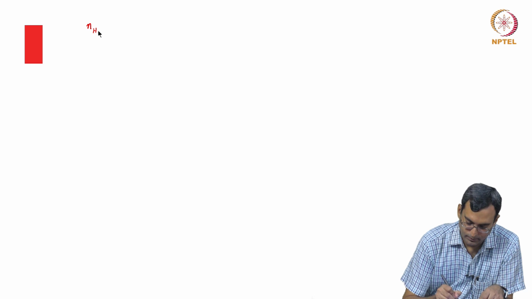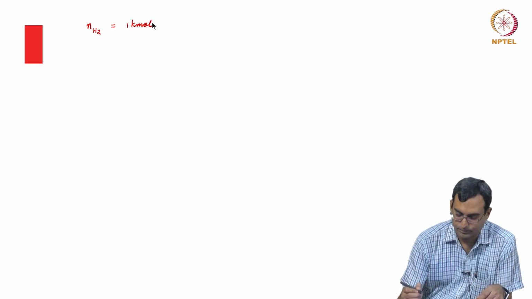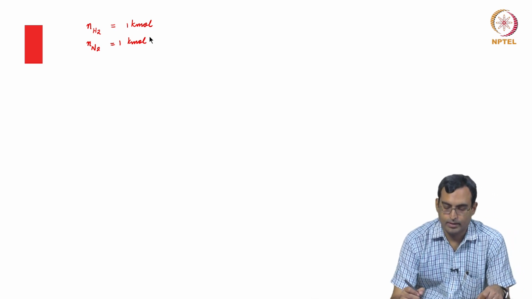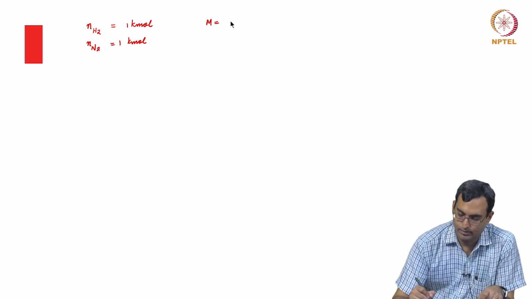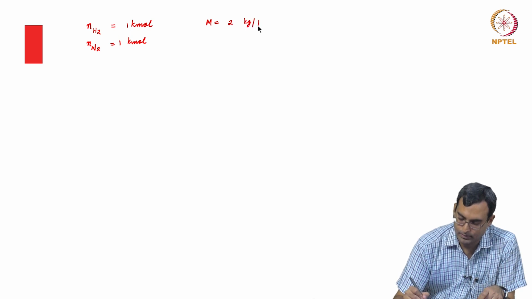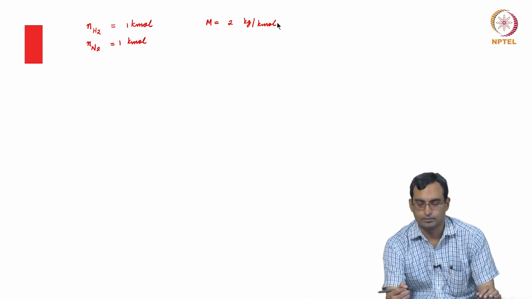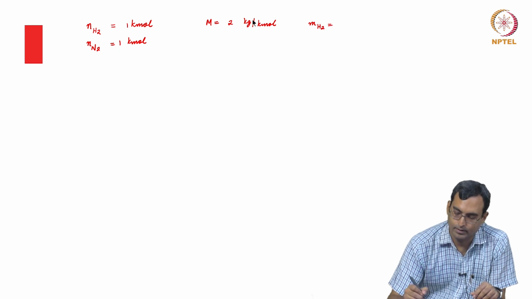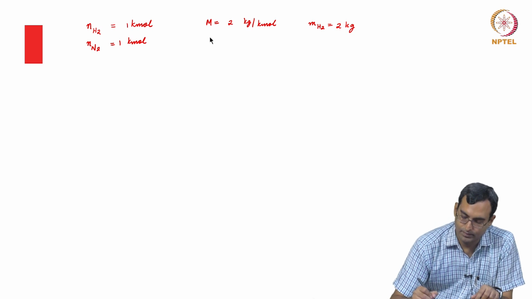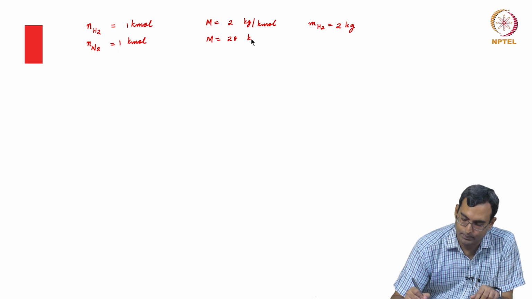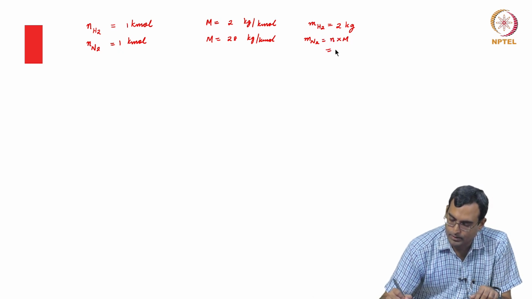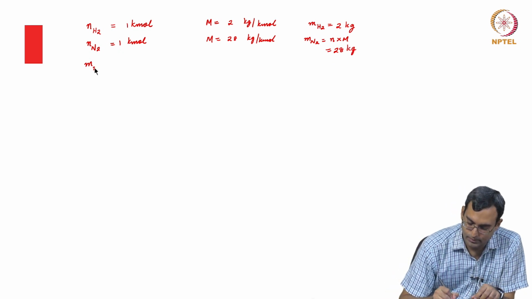So I had this and I had this. So I know the molecular weight of hydrogen is essentially 2 kg per kilomole. So if I have 1 kilomole, then the mass is 2 kg. So what I have is that the mass of hydrogen is essentially this into this, which is 2 kg. Mass of nitrogen, I know the molecular weight of nitrogen is 28 kg per kilomole. So mass of nitrogen is essentially N times M, which is 28 kg. So the total mass of the mixture is 28 plus 2, which is 30 kg. So that I know.